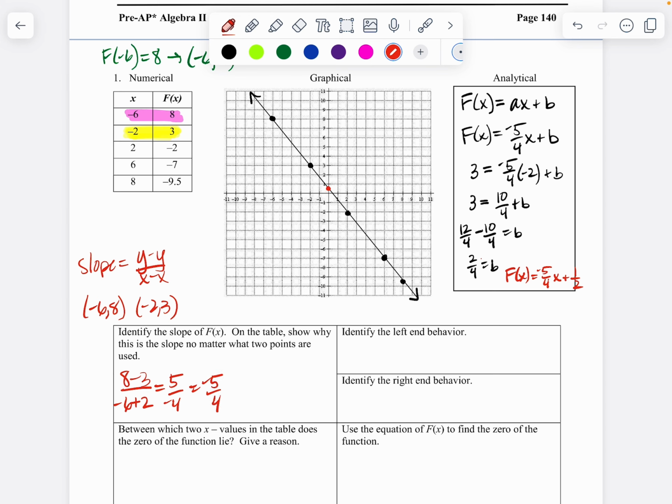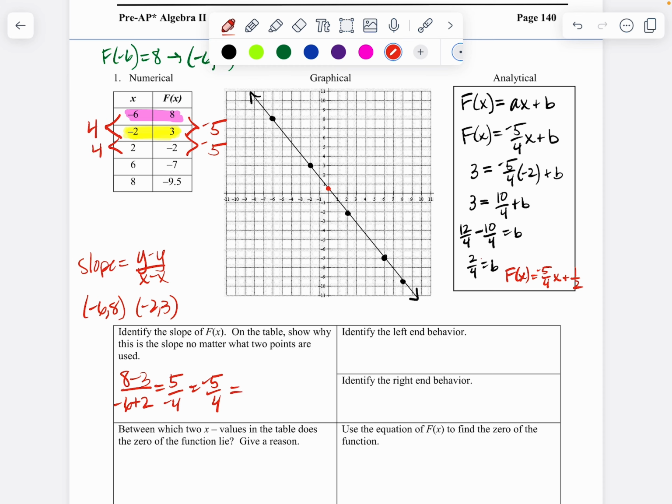Now this does say on the table, show why this is the slope no matter what 2 points are used. Well, if I look at the table and I figure out what my change in y is each time, right here, from when I go from 8 to 3, my change in y is a negative 5. And when I go from negative 6 to negative 2, I just went a positive 4. And when I go over here on the y from 3 to negative 2, that's a change of negative 5. And over here it's a change of 4, right?